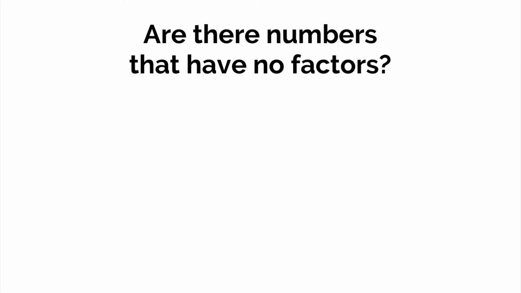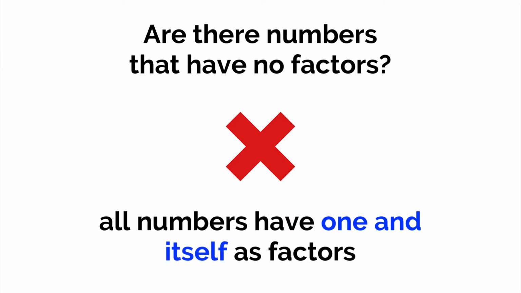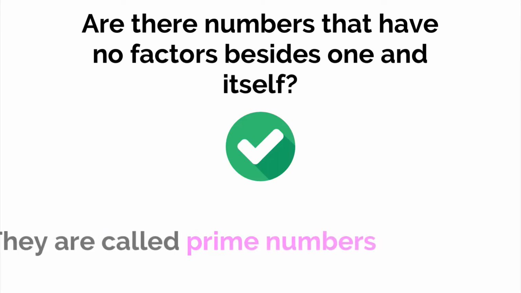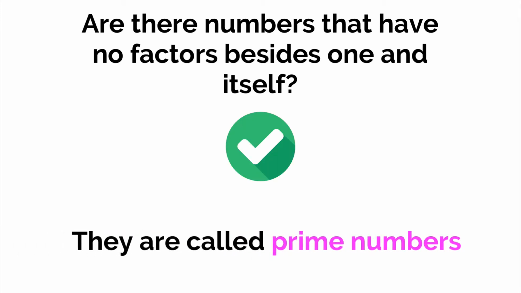This brings us to an obvious question. Are there numbers that have no factors? Technically no, because all numbers have 1 and itself as factors. But what about beyond that? Are there numbers that have no factors besides 1 and itself? There are indeed many, and numbers that fulfill this criterion are called prime numbers.